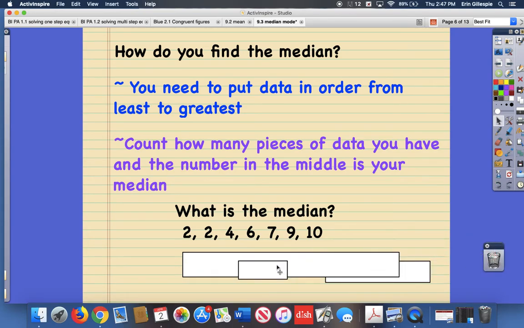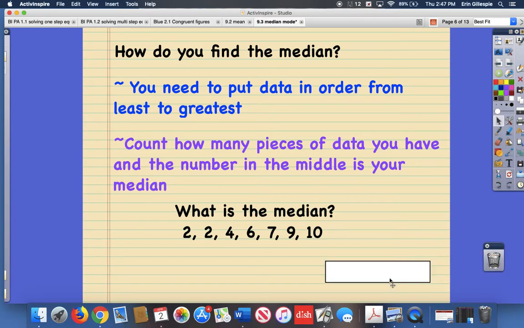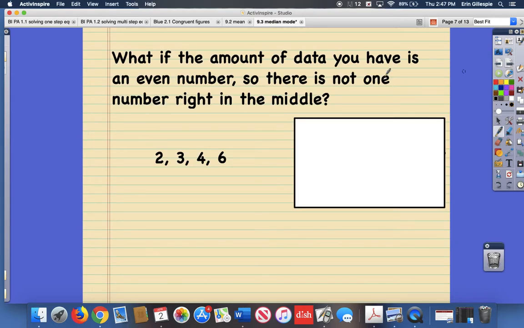So if we look at this one here, let's get these out of the way. Again, I gave you the data in order. So 2, 2, 4, 6, 7, 9, 10. So if I cross off one on either side, left, right, left, right, left, right, I can see that my median is 6. But what if you have an even number of pieces of data?